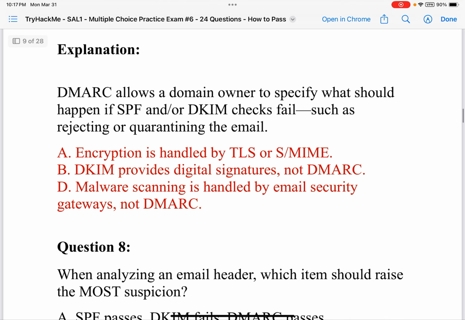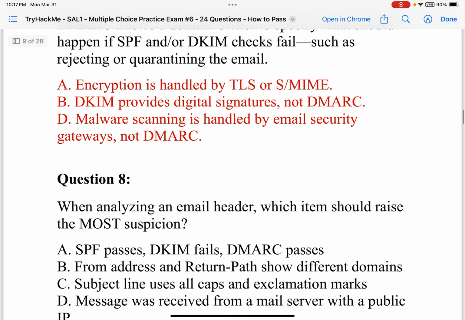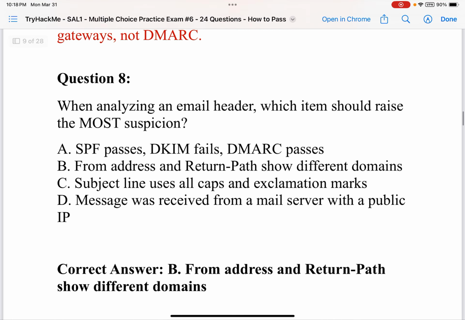Let's move on to question number 8. When analyzing an email header, which item should raise the most suspicion? A, SPF passes, DKIM fails, DMARC passes. B, from address and return path show different domains. C, subject line uses all caps and exclamation marks. D, message was received from a mail server with a public IP. Correct answer, B, from address and return path show different domains.